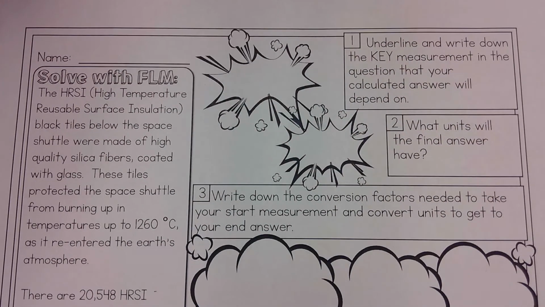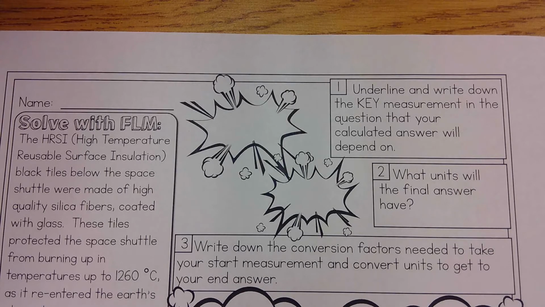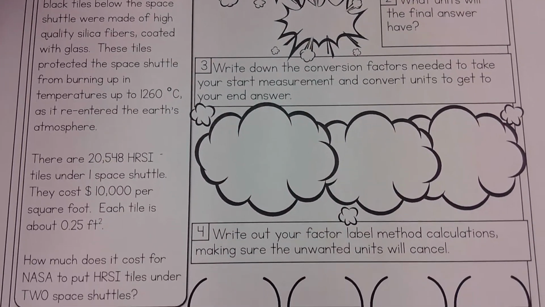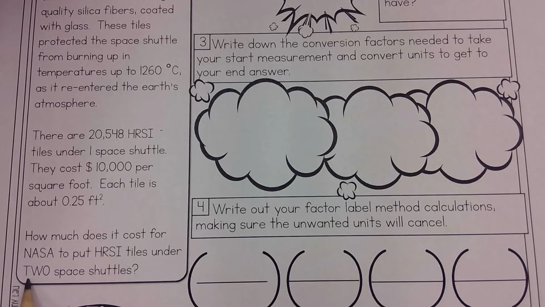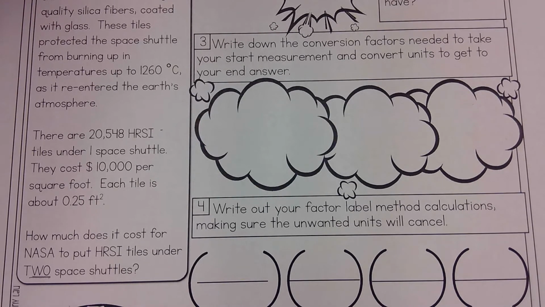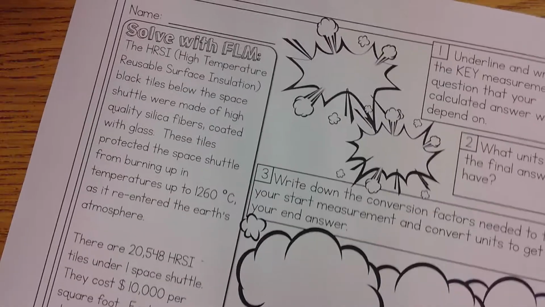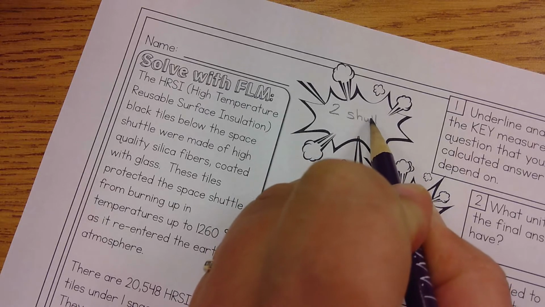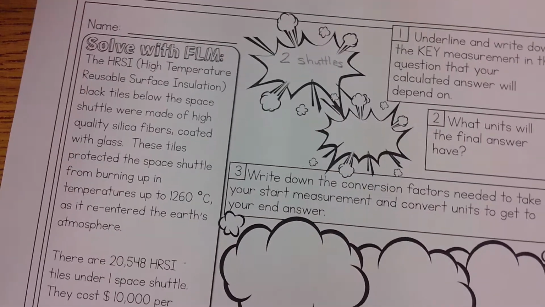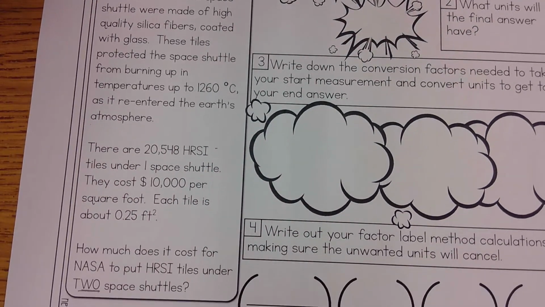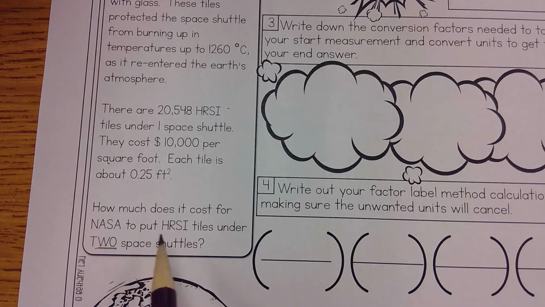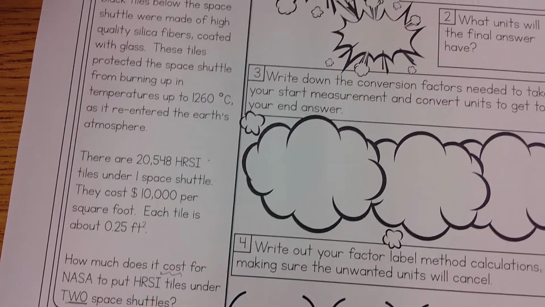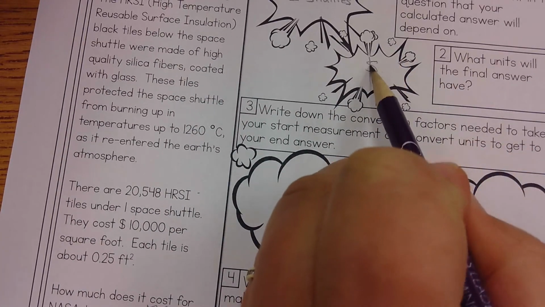Okay, so we're going to come up here and go through our same steps as before. The first step, that key measurement that our answer is going to depend on. Okay? So the key measurement from this one is two space shuttles. That's where we need to start. We have two space shuttles, right? So two space shuttles is where we're starting. Okay? And then our final answer, if we look here, it says how much does it cost for those two space shuttles? So my final answer is going to be money.